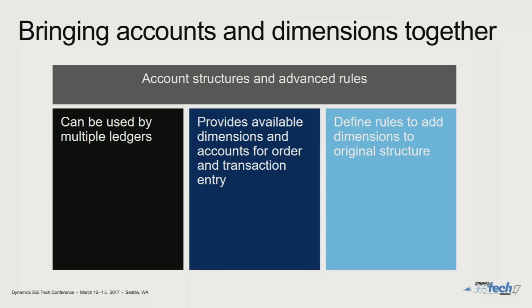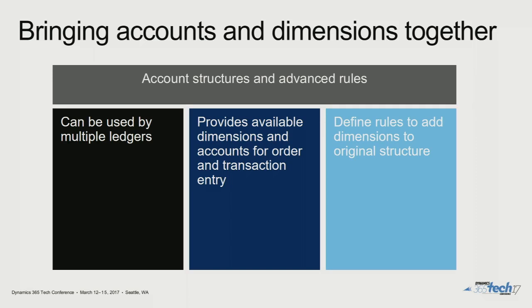Excuse me, the account structures can be used by, again, multiple ledgers. And as you saw on the ledger form, that's where we actually make the association of the account structure to the ledger. And then it provides the dimensions and accounts available for transaction entries. So after we go through and define our account structures and our rules and associate them to the ledger, we can take a look at how this affects transaction entry through the general journal as an example. And then we'll go through and define the rules to add dimensions to the original structure.